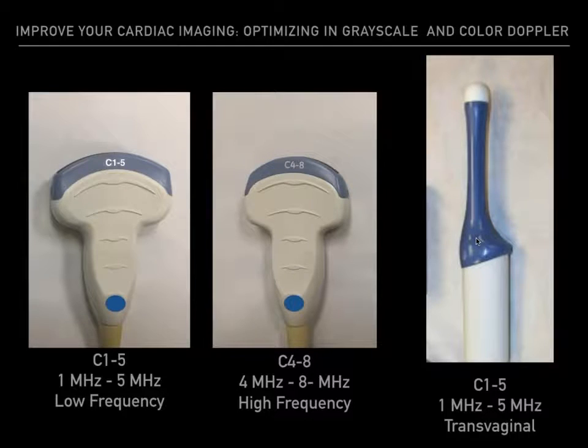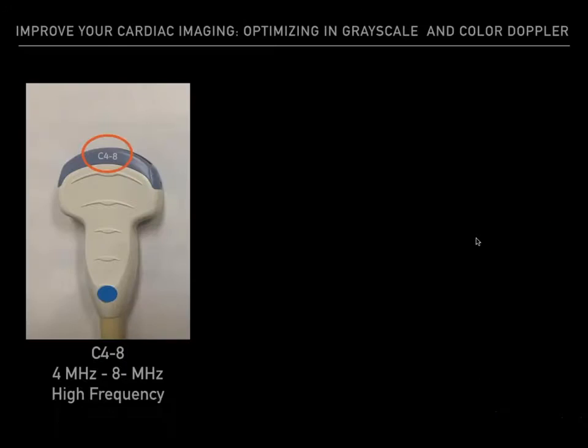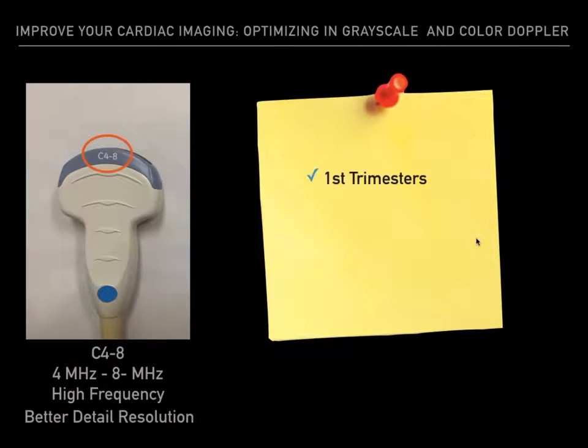In this first section, we'll discuss transducer selection in grayscale. Frequency selection is dependent on the type of ultrasound transducer you would like to use. Here are a few of the different types of transducers utilized at our units. All have different operating frequencies that you can see at the tip of your probe or at the base of the plug, and all have different capabilities. Here we have a C4 to 8 megahertz high frequency transducer, which entails better detail resolution. This is appropriate for your first trimesters, second trimesters, and in certain cases, even some third trimesters.